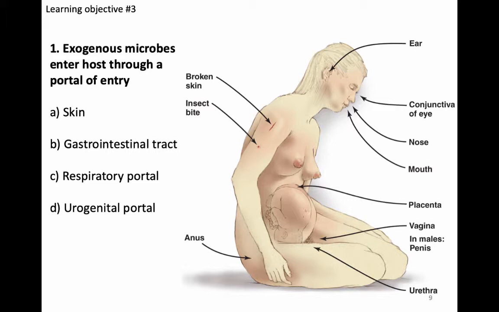The respiratory portal, which is the most common portal of entry for microorganisms, is anything that we inhale through our mouth or nose, so then enters into the lungs. So many microbes are inhaled and then get into the human host via the respiratory portal. And the urogenital portal, which is all of the sex organs and the anus. So all of the sexually transmitted infections, microbes causing those, will enter via the urogenital portal during unprotected sex.